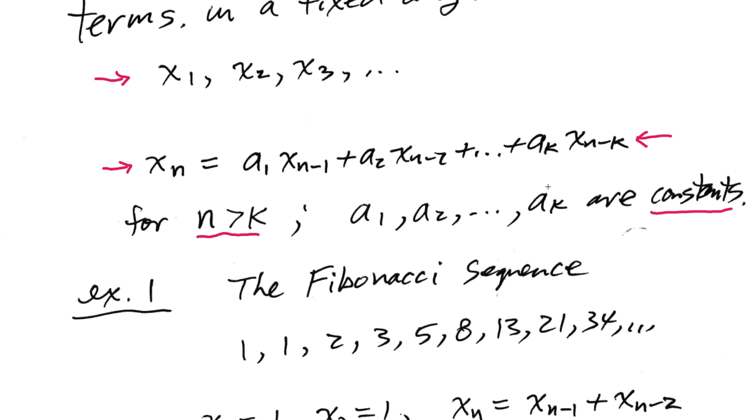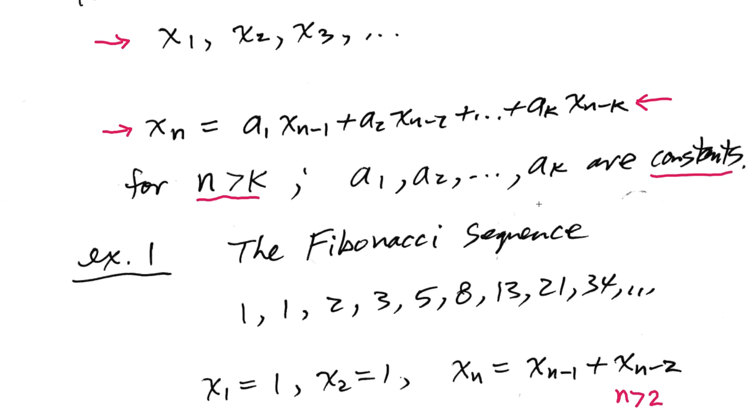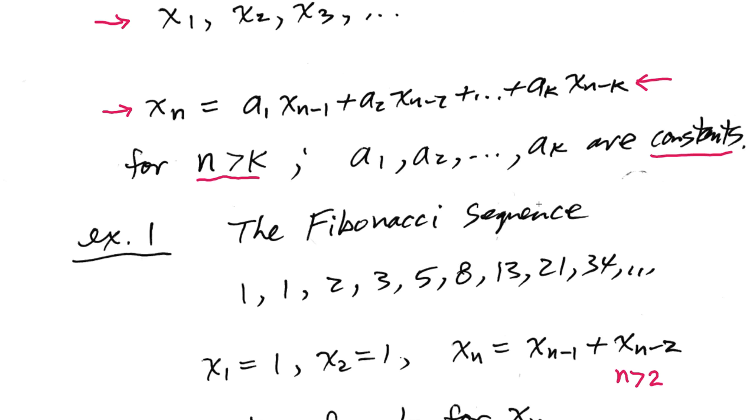Probably the most famous recurrence is the Fibonacci sequence that you've probably seen before. Let's talk about some of the terms of the Fibonacci sequence. They are 1, 1, 2, 3, 5, 8, 13, 21, 34. What's the next term? The next term is 55, yes. Do you see how to get the Fibonacci sequence?